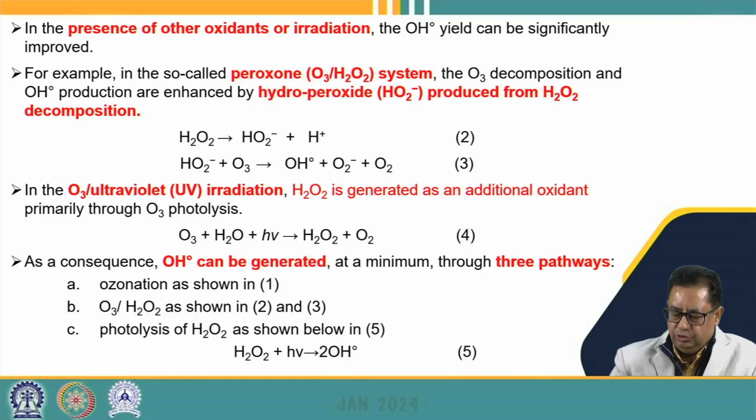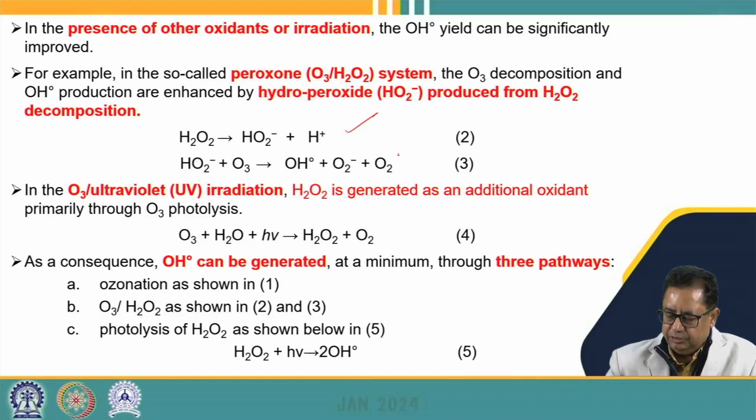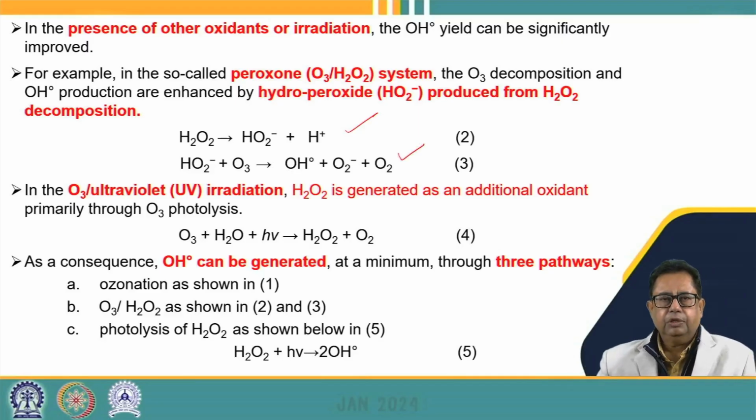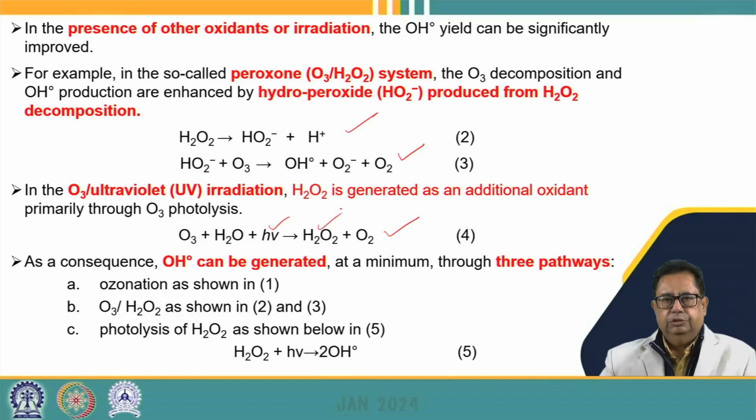As you can see in reaction 2, H2O2 may decompose to form hydroperoxide ions, and these hydroperoxide ions can decompose the ozone to hydroxyl radicals, and oxygen is produced. Similarly, ozone can be present in combination with ultraviolet irradiation, where H2O2 is generated as an additional oxidant. For example, you can see here equation number 4. Ozone in combination with ultraviolet radiation may generate H2O2 and oxygen, right?